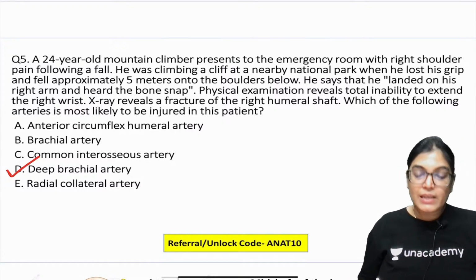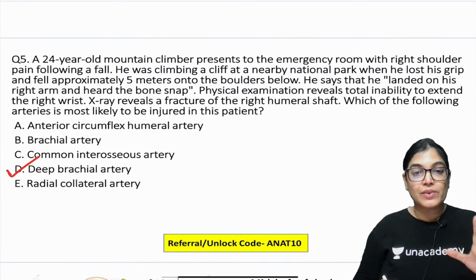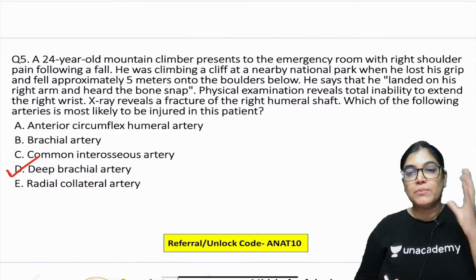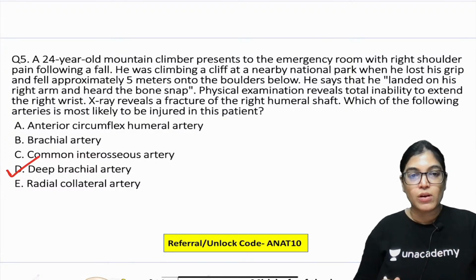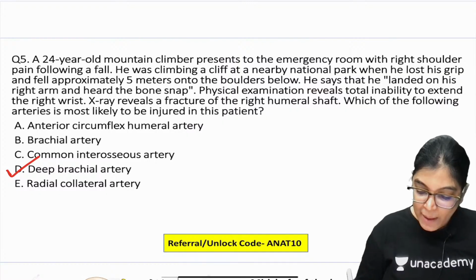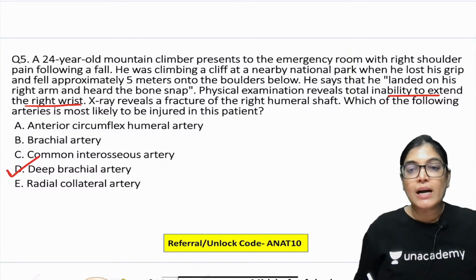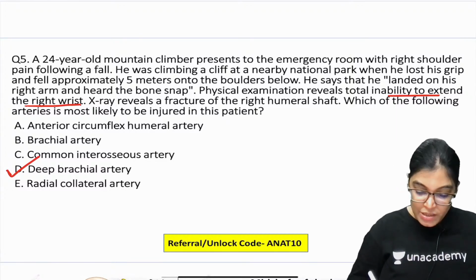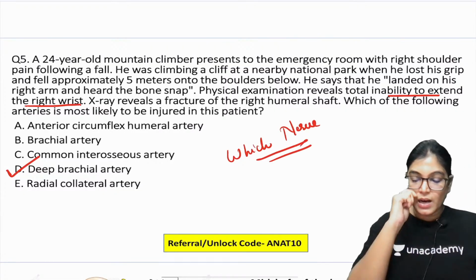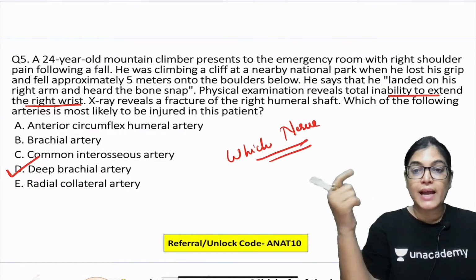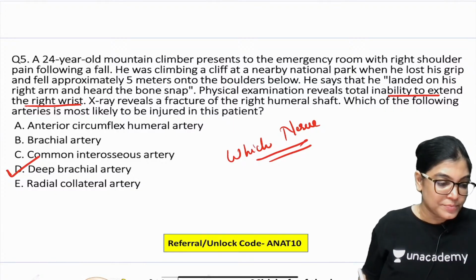My dear students, the key point which was mentioned: the injury has happened, okay, the X-ray. So I will just go to the key points. The person has fallen down in the national park and then he is not able to grip and a bone snap, that is all okay. But the key point is physical examination reveals inability to extend the right wrist. So my dear students, if there is inability to extend the wrist, which nerve is involved? Everyone, which nerve is involved? Anyone can give me the answer?